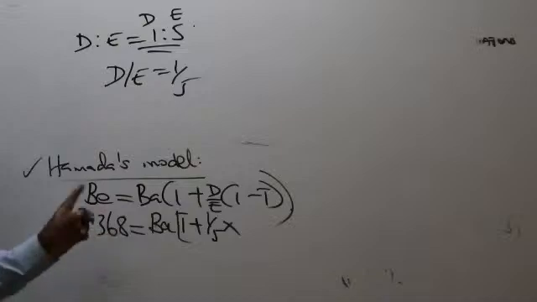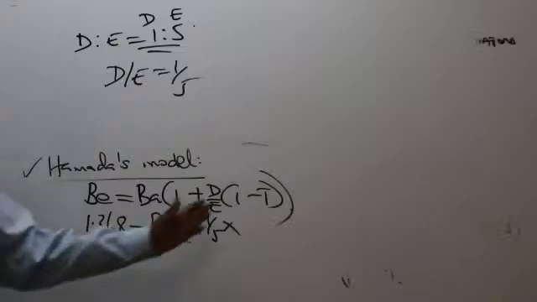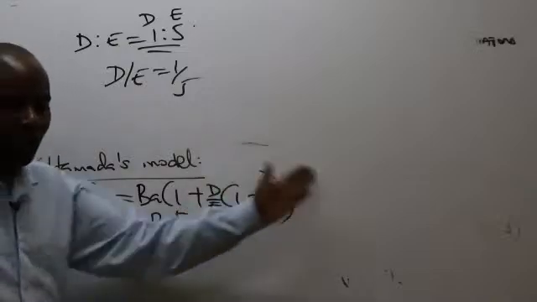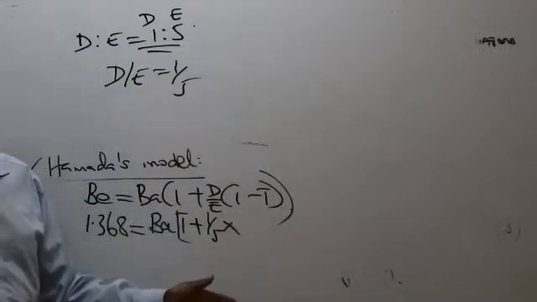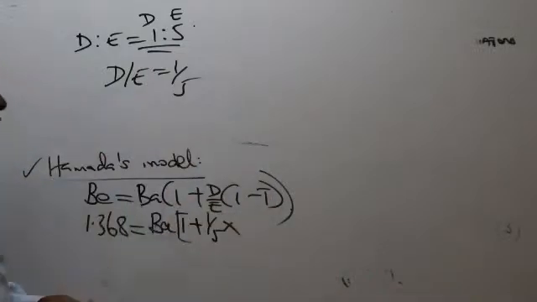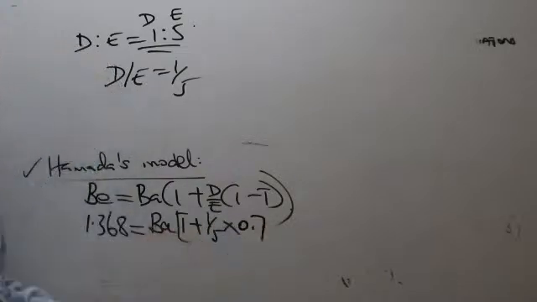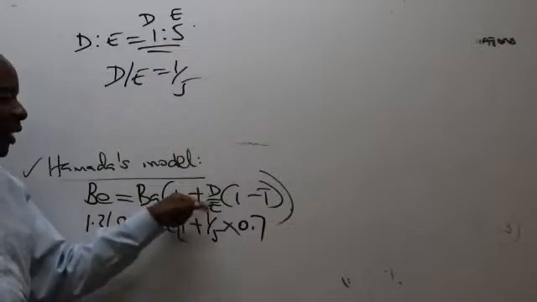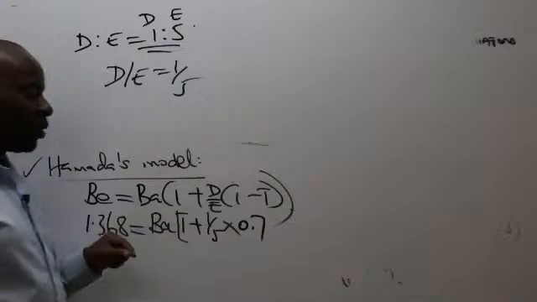Have they given me the tax rate, ladies and gentlemen? It's 30%. So what is 1 minus 30%? 70%, which is the same as 0.7. And this 0.7 does not touch this one. It is only touching the debt to equity.